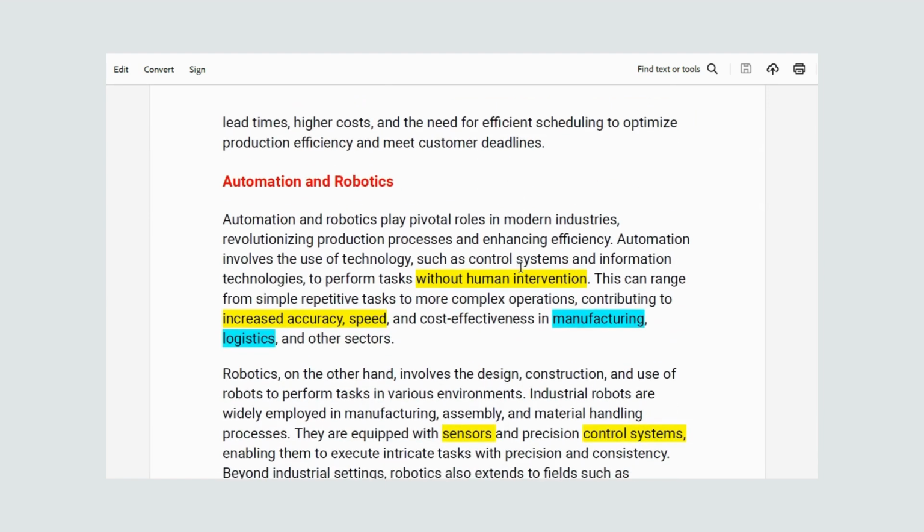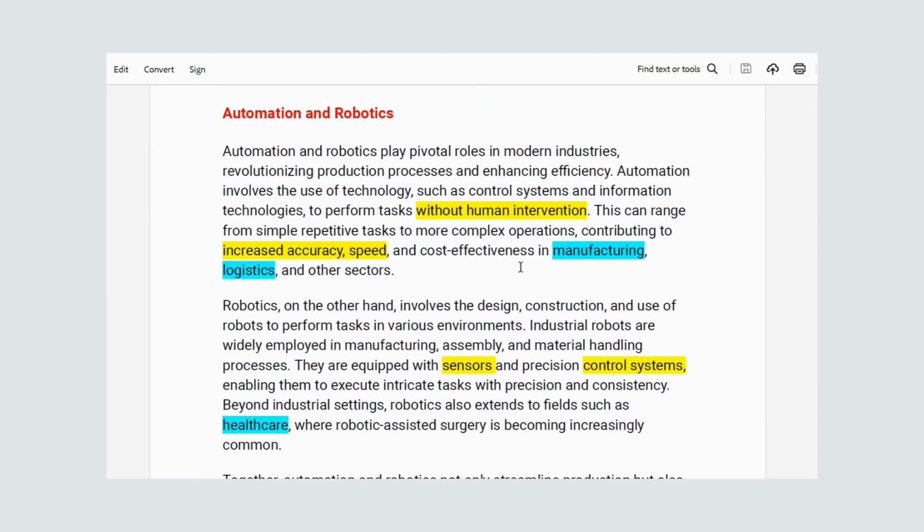Next short note is automation and robotics. We all know what automation is, right? Automation involves the use of technology that helps to perform tasks without human intervention. This kind of automation increases accuracy and speed in manufacturing, logistics, or other kinds of sectors. Robotics, on the other hand, what does it do?